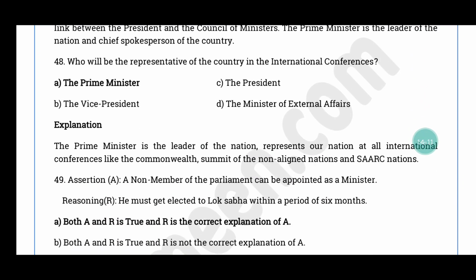Question number 48. Who will be the representative of the country in the international conferences? The correct answer is option A, the Prime Minister. Prime Minister தான் leader of the nation and he represents our nation at all the international conferences like Commonwealth, Summit of Non-Aligned Nations and SAARC nations.